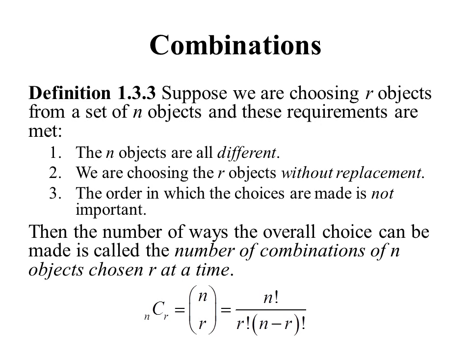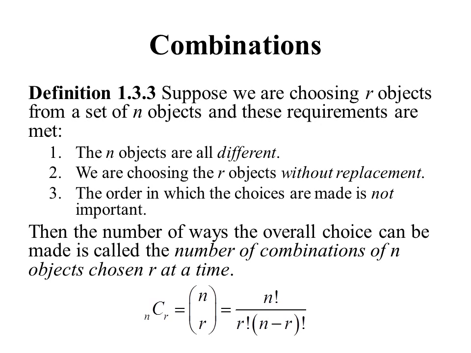Okay. So then the number of ways the overall choice can be made is called the number of combinations of n objects chosen r at a time. And it's denoted nCr, or it's also denoted like this, n over r. It looks like a fraction, but there's no horizontal line, and it's in parentheses. And we can calculate it as n factorial divided by r factorial times n minus r factorial.